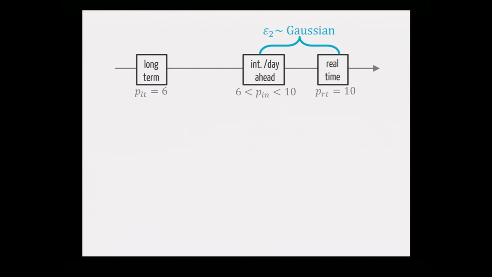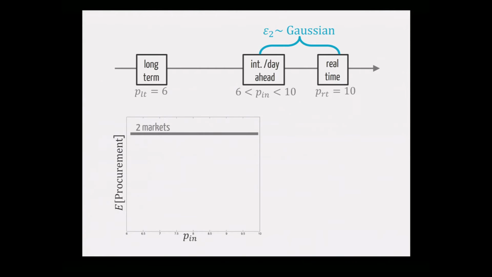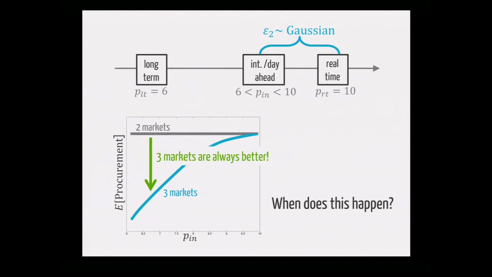As a concrete example, think of long-term price 6, 10 here. This will be somewhere in between, and I'll plot for you what happens. If the errors are Gaussian, a place where conspiracies happen, a light tail place, then everything is as you would expect. With 2 markets, there's going to be some cost. It's constant because we don't have an intermediate market. With 3 markets, everything's nice and monotone, and it's always better. The procurement is always less. This is kind of what you'd expect going in, or at least what I expected going in. 3 markets are always better.